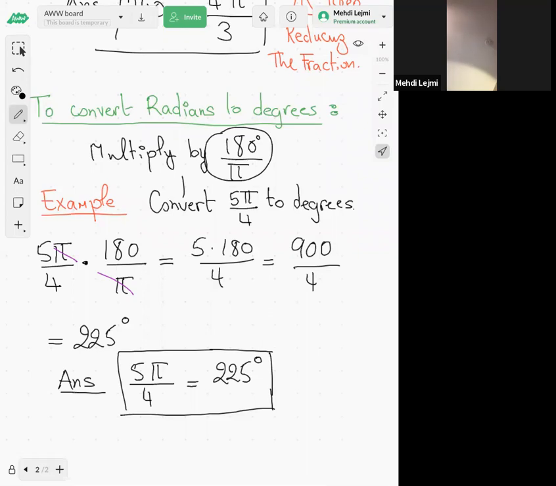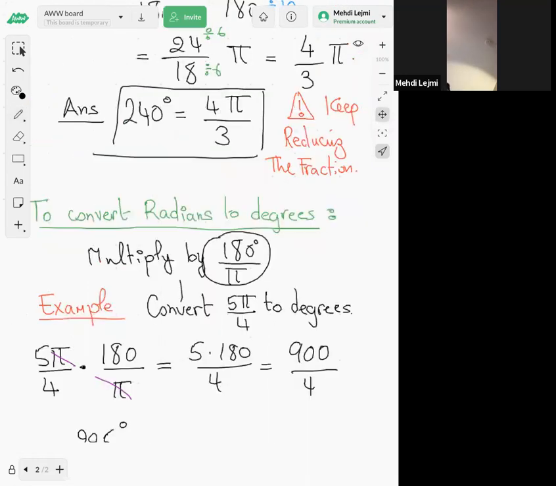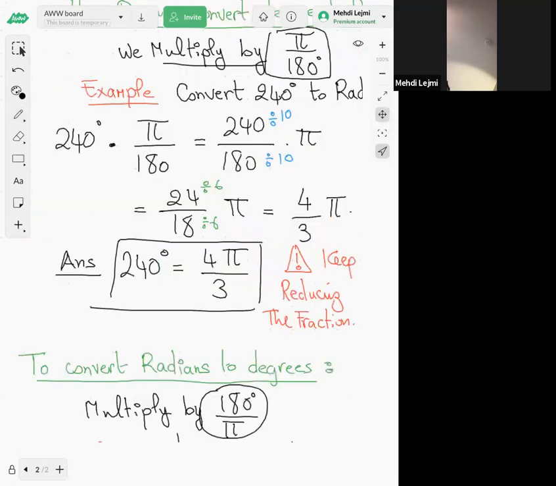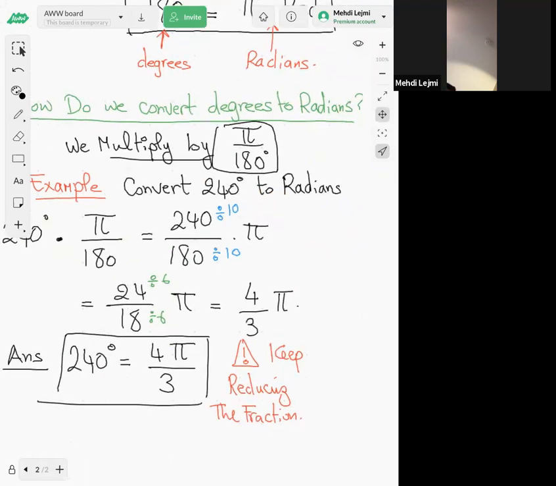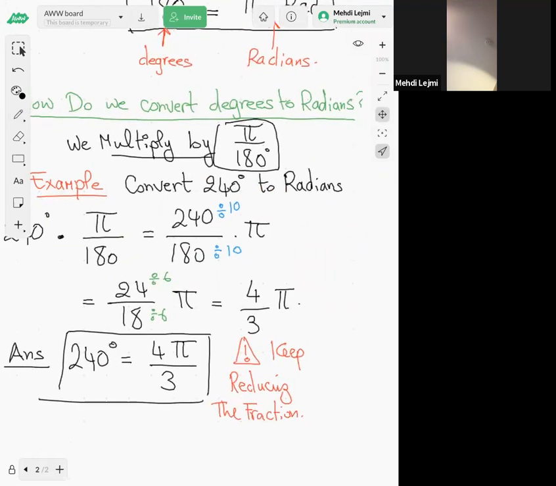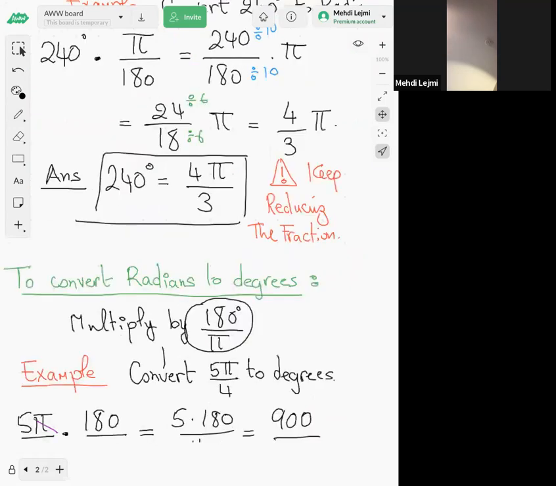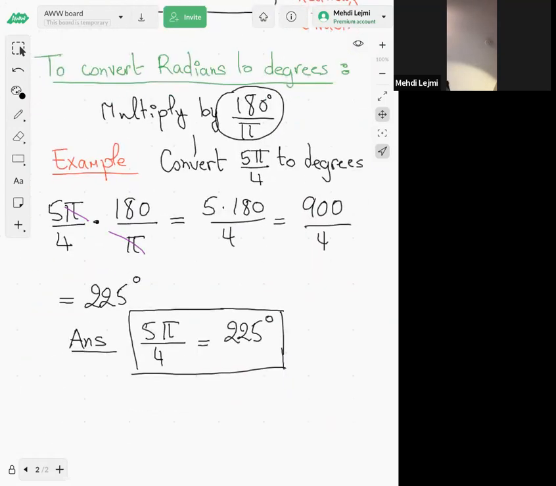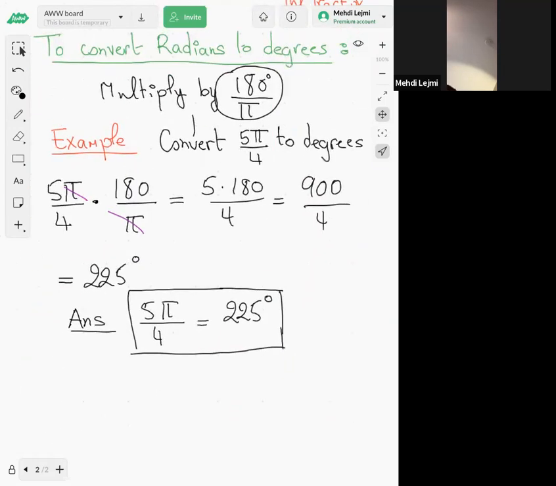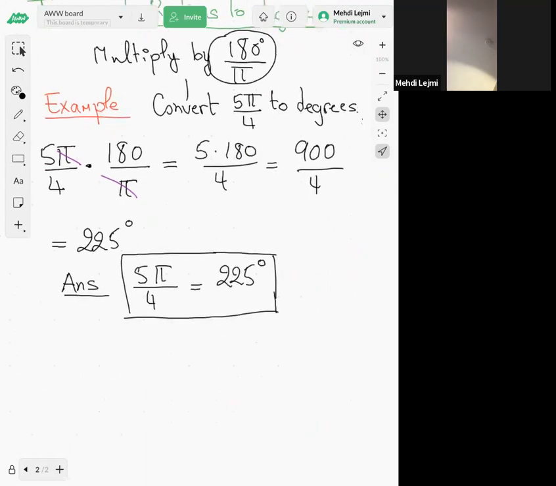Okay, so that's how we convert radians to degrees, right? Just be careful. Degrees to radians, you multiply by pi over 180. Radians to degrees, it's 180 over pi. I know you can easily get confused, but that's how it works.